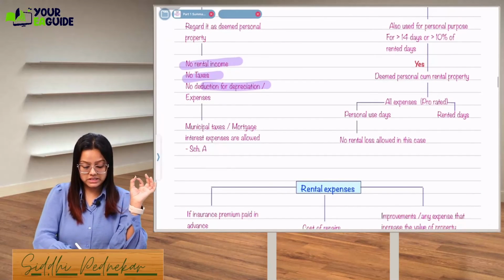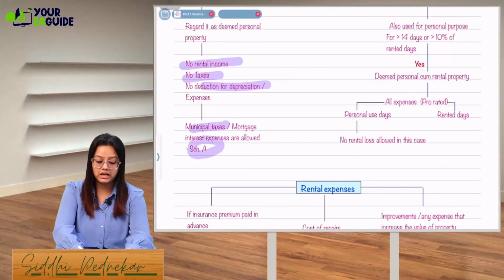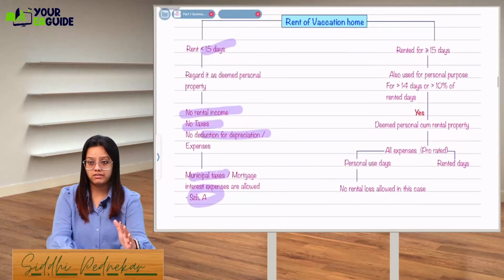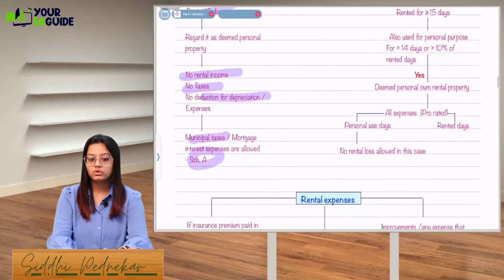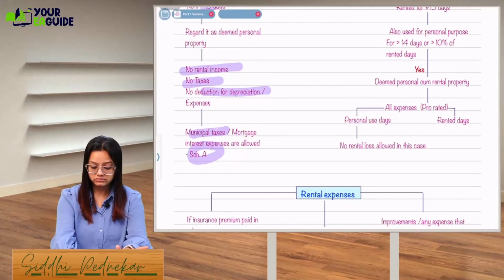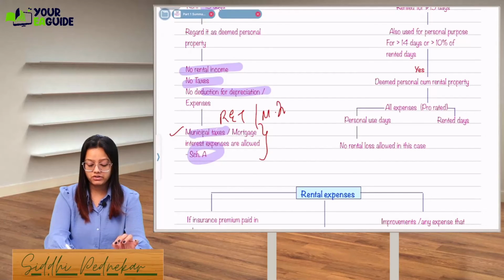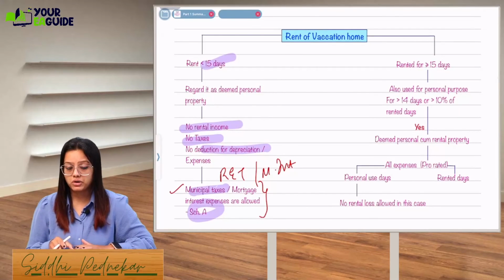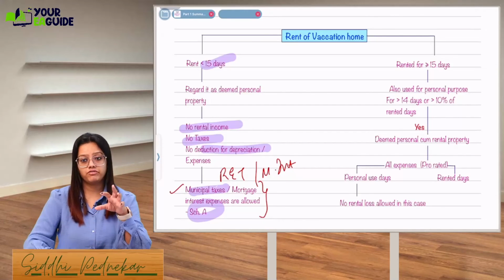Only municipal taxes, meaning real estate taxes, and mortgage interest will be allowed to be taken on Schedule A. In the regular class you might have seen Schedule A is all related to your personal expenses. Some personal expenses are allowed. One of them is your real estate taxes and mortgage interest. So these two amounts you can deduct easily from your Schedule A if you have rented the property for less than 15 days.